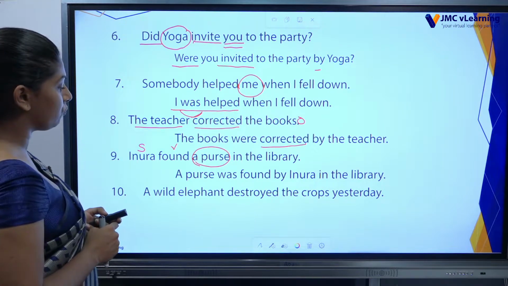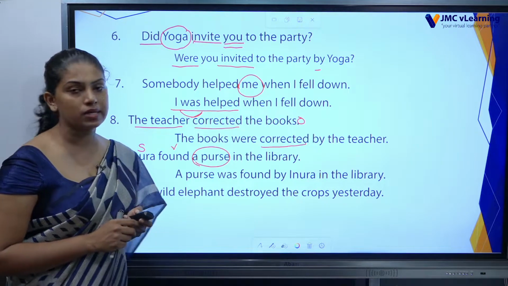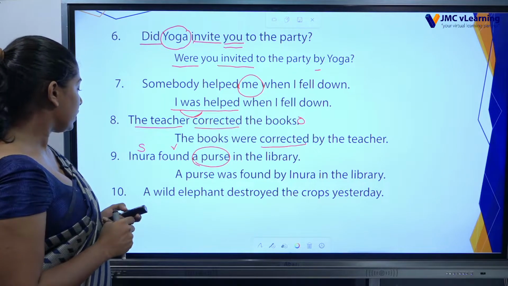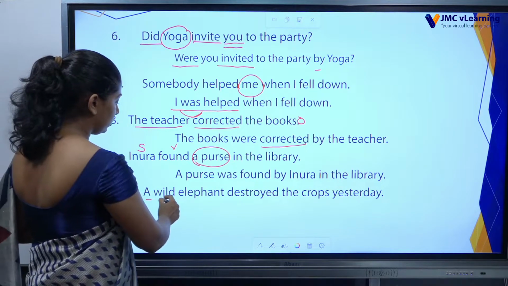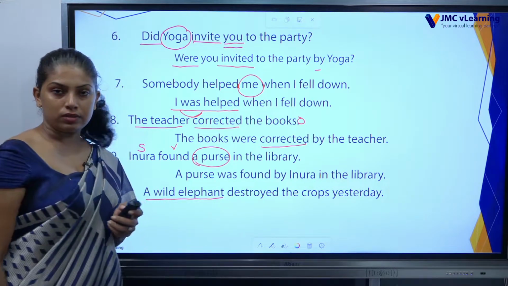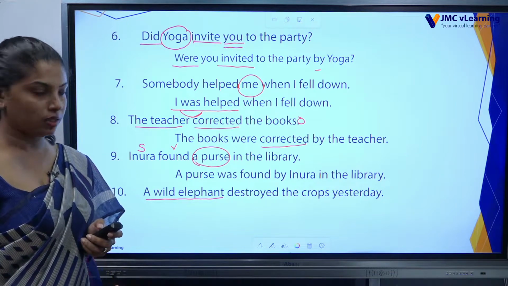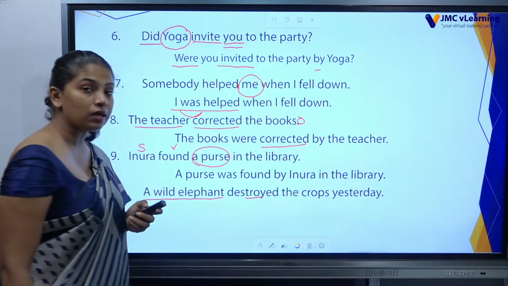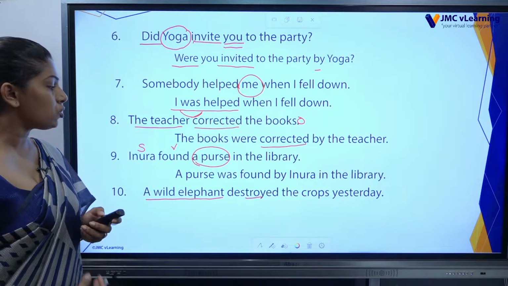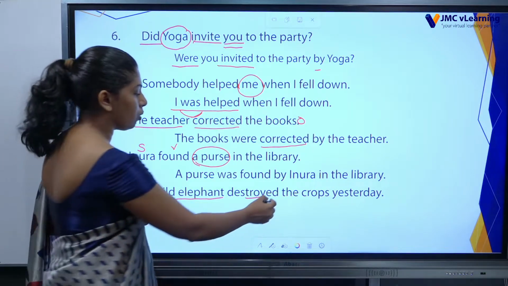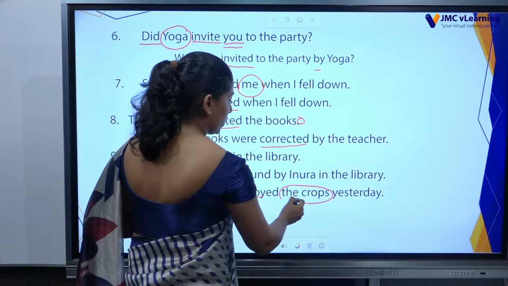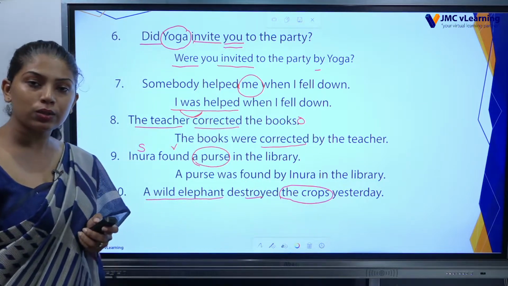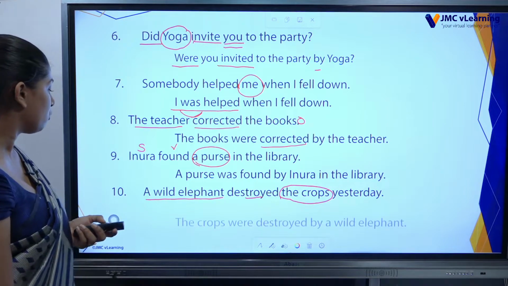A wild elephant destroyed the crops yesterday. A wild elephant. Who has done the action? A wild elephant. So, he is the doer of this action. And what has he done? He has destroyed. So, this is the verb in past. He destroyed what? The crops yesterday. So, what is the object here? The crops. So, you can write it first.